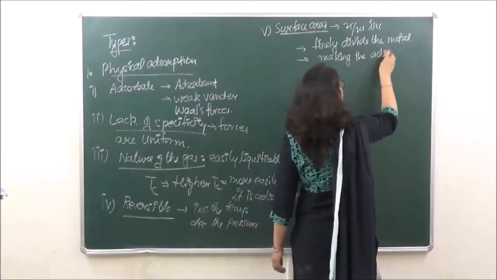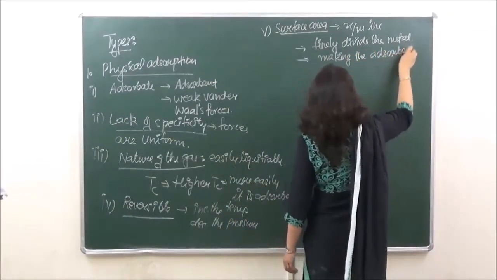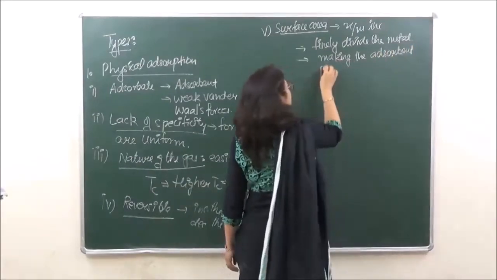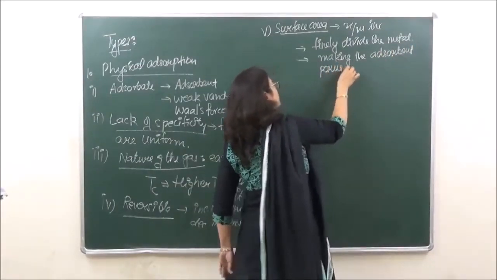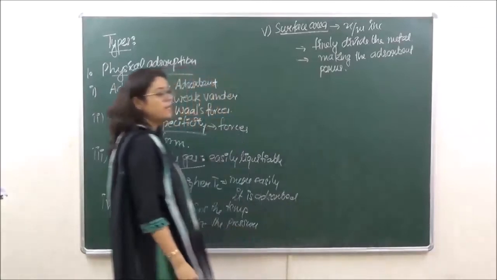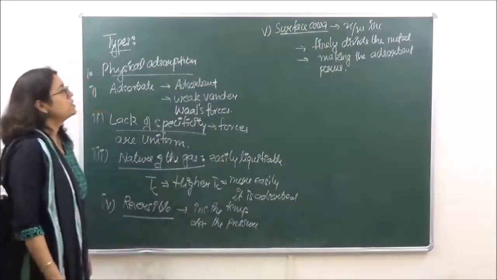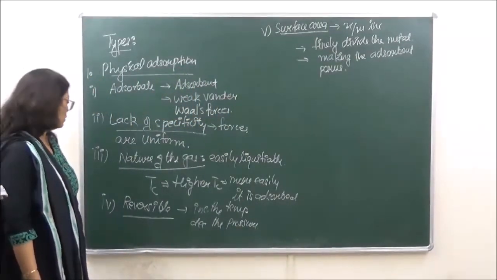Clear? So by finely dividing the metal, or by making the adsorbent porous, we can increase the surface area and hence increase the extent of adsorption.